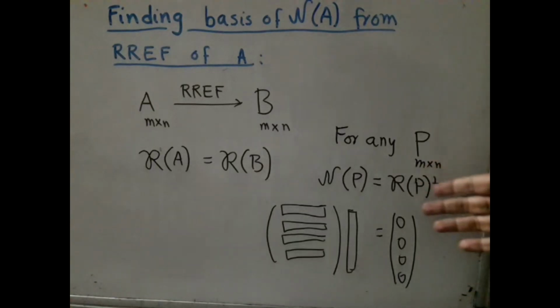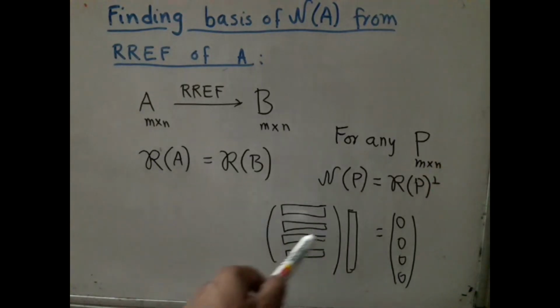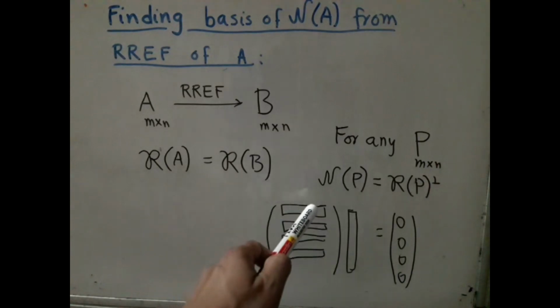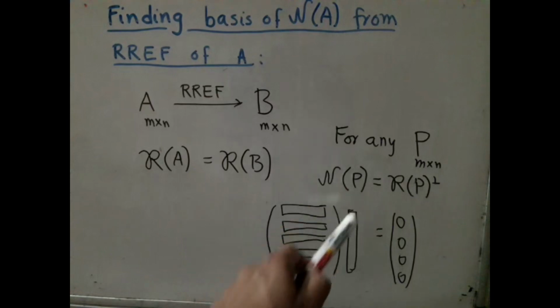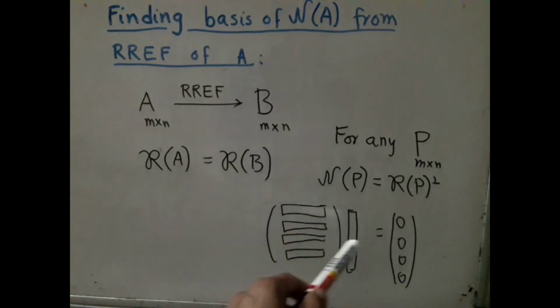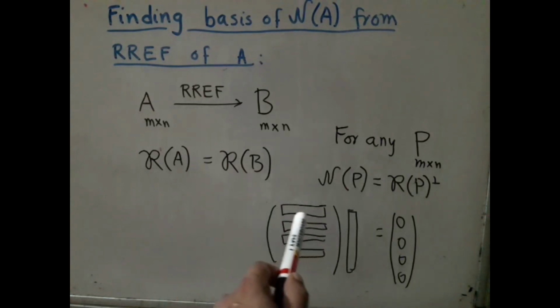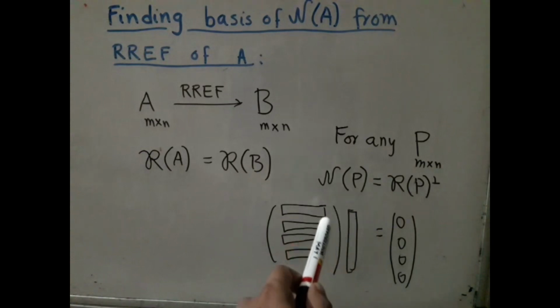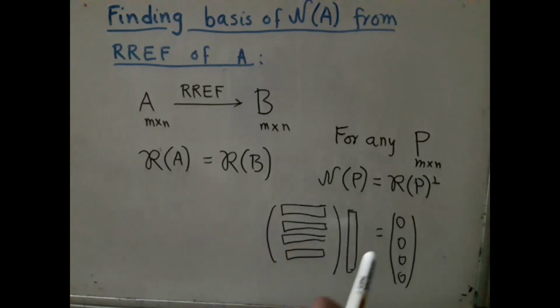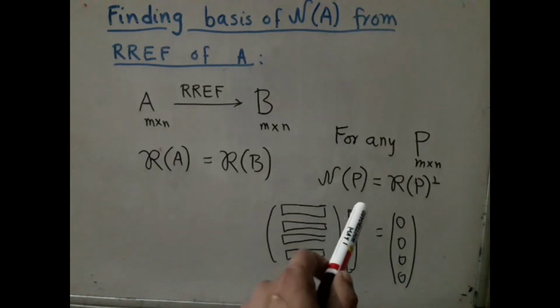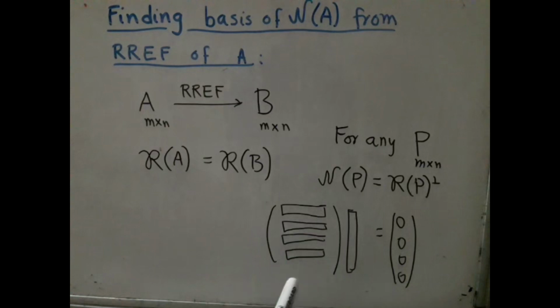It is quite easy to see why this result is true. Just think of P as a collection of its rows. Now, something is in the null space of P means P times that vector is 0. How do you get this 0? It is this row times this, which is basically the dot product of the first row with that vector. That is 0, which means this vector, a typical element of the null space, must be orthogonal to the first row of P. Similarly, the second row of P is also orthogonal to this vector because of this 0. In this way, this vector must be orthogonal to all the rows.